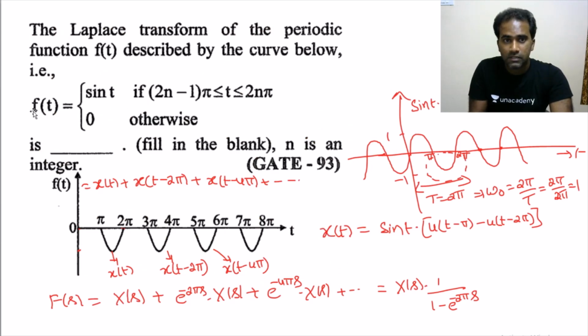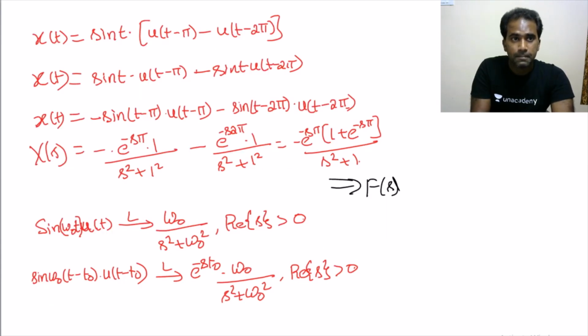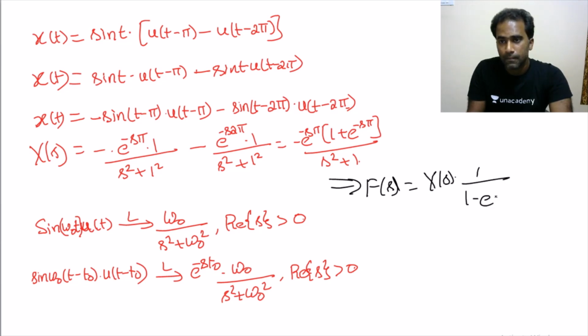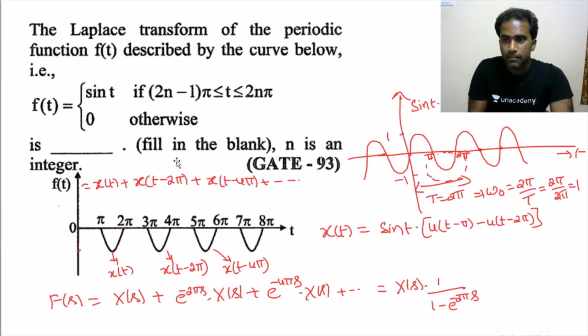F of s, sorry, yeah, f of s, the Laplace transform. What we want is capital F of s, which is equal to x of s into 1 by 1 minus e power minus 2 pi s. So let us write that in the next slide. I've just copied that in the next slide.